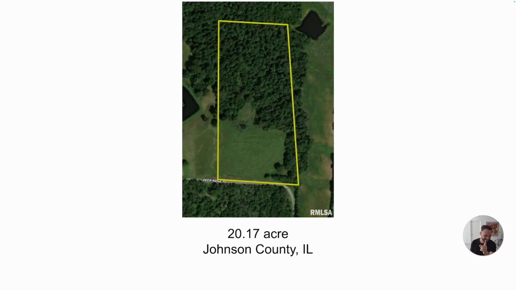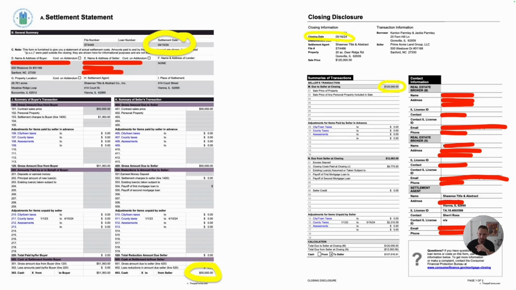I got this deal under contract. This was a 20.17 acre property out in Johnson County, Illinois. It's an amazing county. You can steal it if you want. I don't care. I already made money there. I got this one deal. We bought this on 4/10/24 for $50,000.